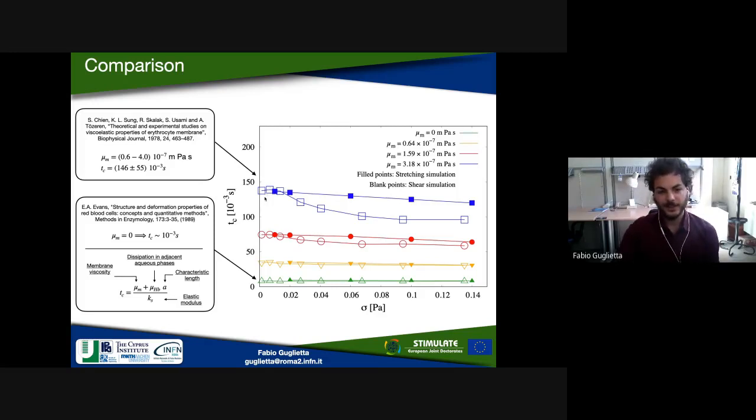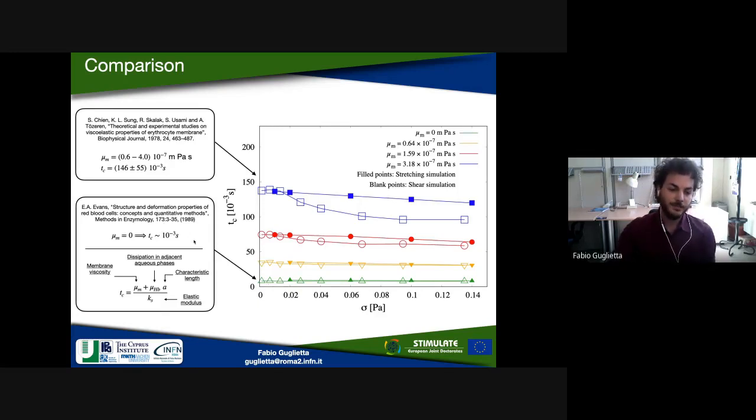It's not very, very surprising, this. And this result, so this relaxation time with this value of membrane viscosity is in good agreement with this experimental work by Chen et al., where they found this relaxation time about 150 milliseconds. That is almost the same that we got for almost the same membrane viscosity. And also here, in the case of zero membrane viscosity, we got something of the order of magnitude of 1 millisecond. That is the same predicted by Evans in this work.